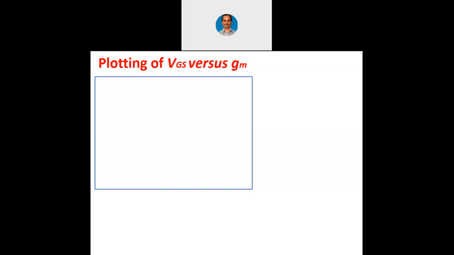So today let us see what is the relationship between VGS and GM, because VGS is the voltage at the input and GM is the relationship between output current and input voltage. Let us see the relation now.